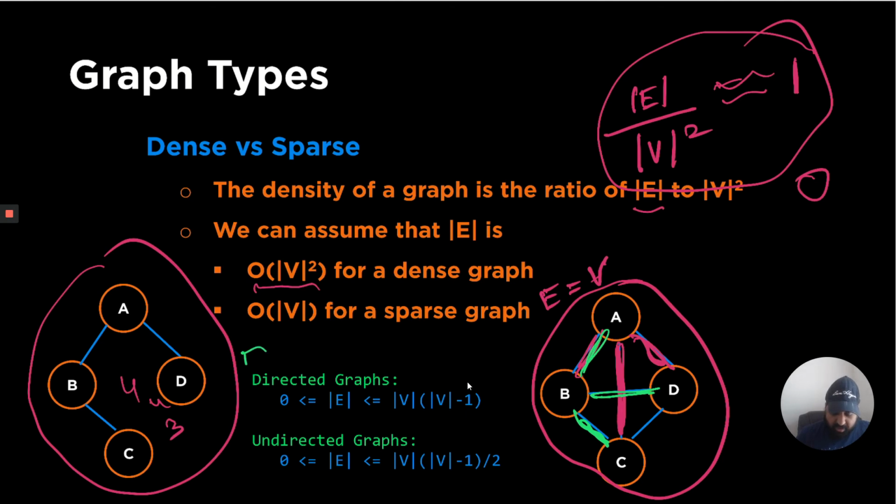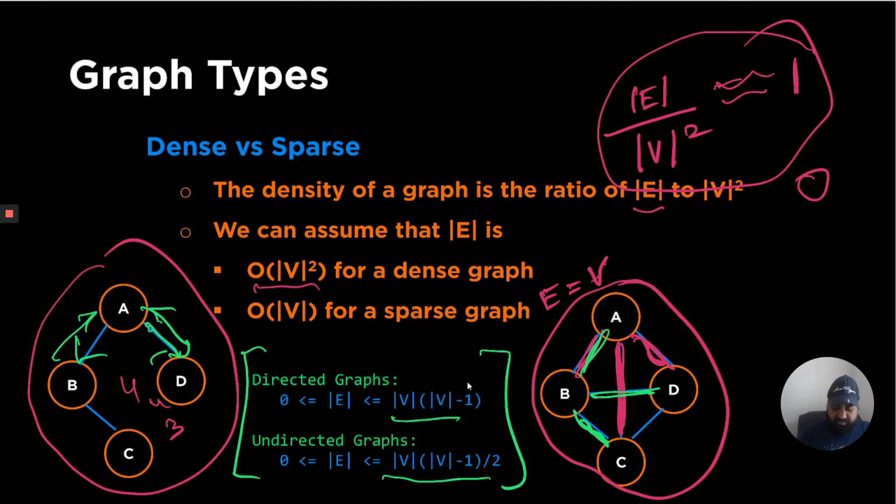Now, when we talk about directed graphs and undirected graphs, the maximum number of edges that a graph can have, let's say if we are talking about directed graphs, the maximum number of edges that are possible in a directed graph is v times v minus 1. And for undirected graphs, it's going to be v times v minus 1 divided by 2, because in a directed graph, there can be 2 edges like this, while in an undirected graph these 2 edges collapse into one. So that's why we divide this number by 2.